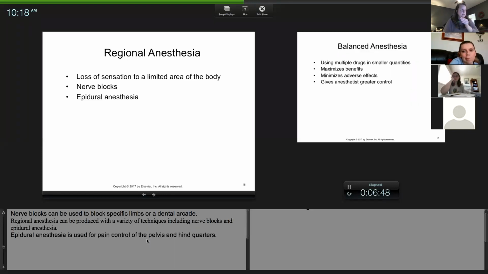Does that make sense? And then an epidural is you're blocking the nerves that control the pelvis. Amputation, stifle surgery. Yeah, so regional is a type of local. Yes. So Ashlyn, hopefully that makes sense. Correctly, regional and topical are types of locals.